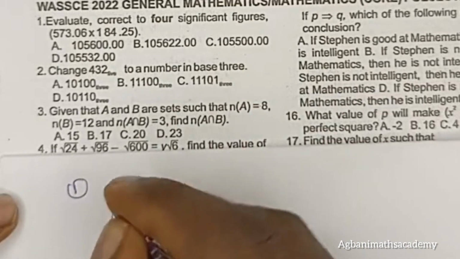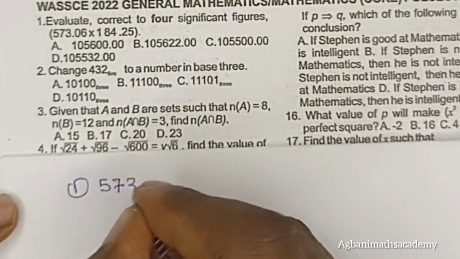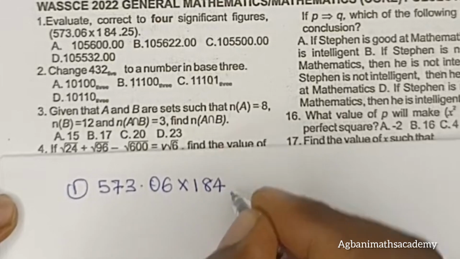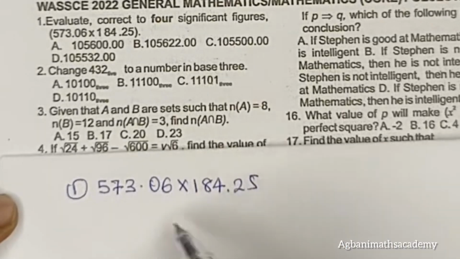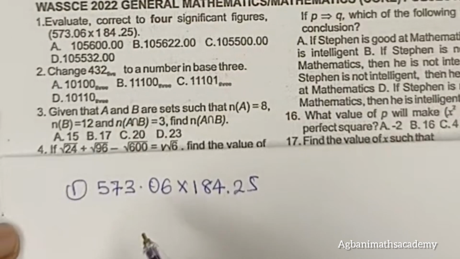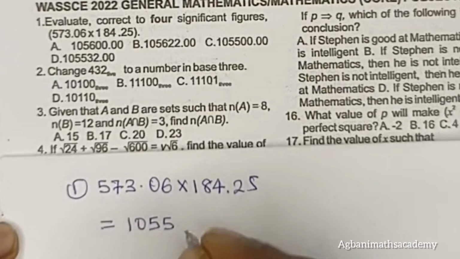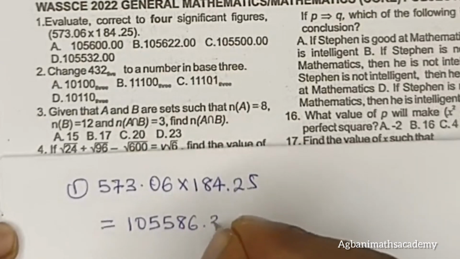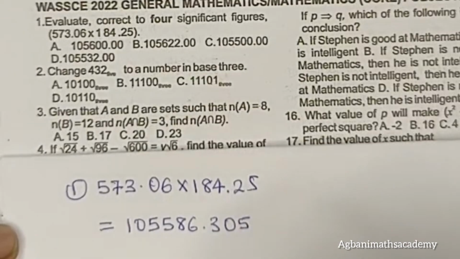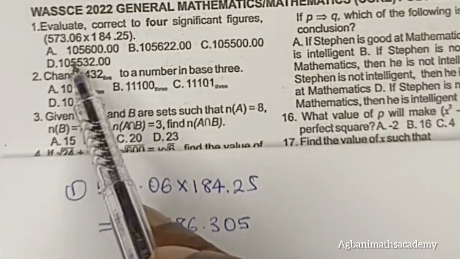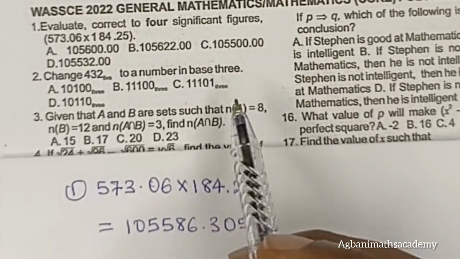So number one, we have 573.06 multiplied by 184.25. So we're expected to multiply these values. If you use your calculator to multiply it, you are going to get 105,586.305. So I'd like you to try with your calculator. When you multiply these two together, you're expected to get this. But among the options we have here, we don't have any of these answers.